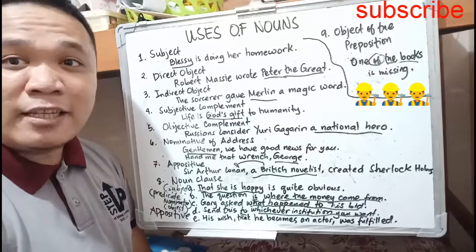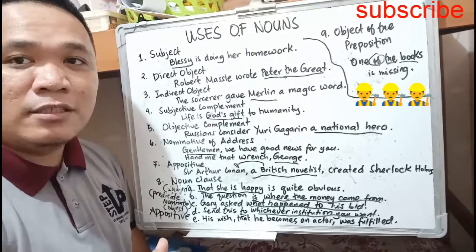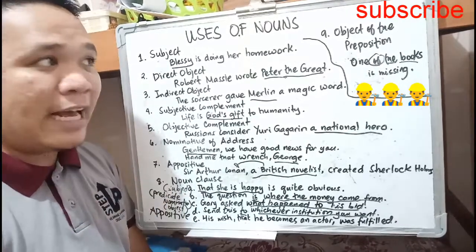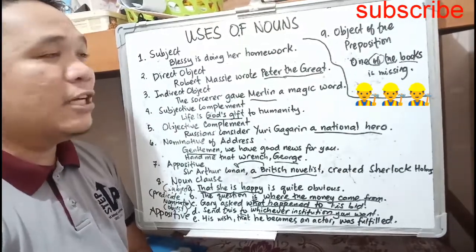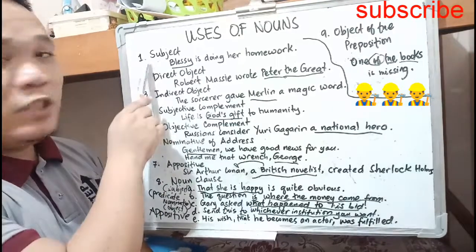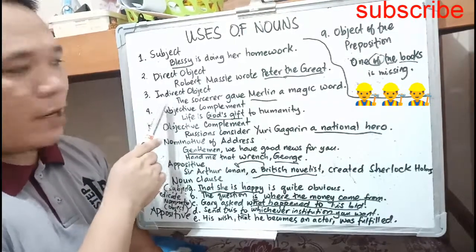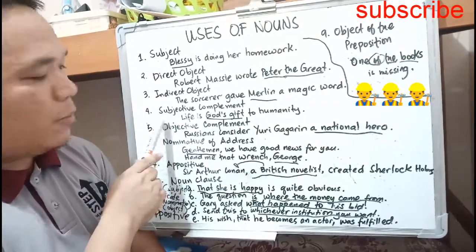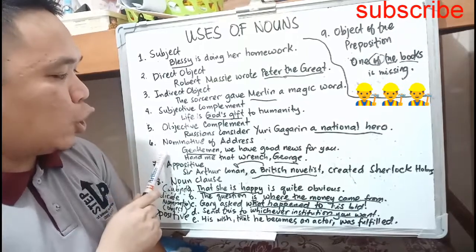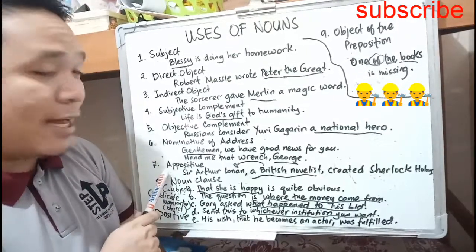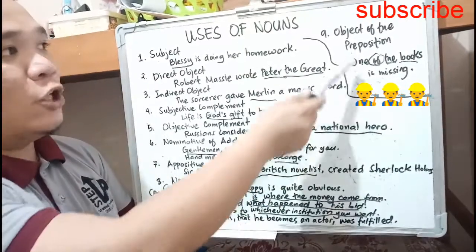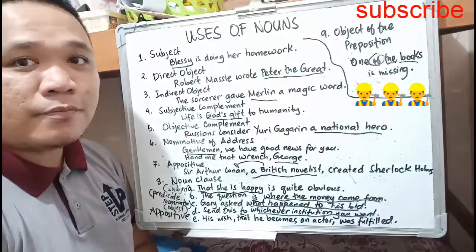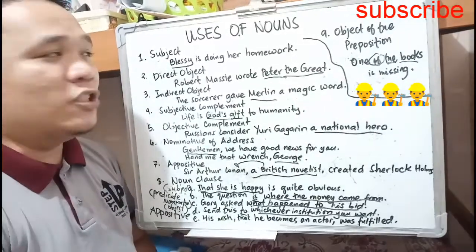So to concretize, I will show you nine examples of uses of nouns here. So let's have subject, direct object, indirect object, subjective complement, objective complement, nominative of address, appositive, noun clause. We have also object of the preposition. So let's begin with the subject.